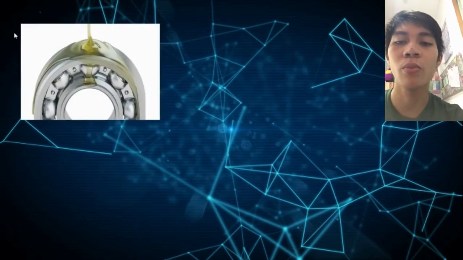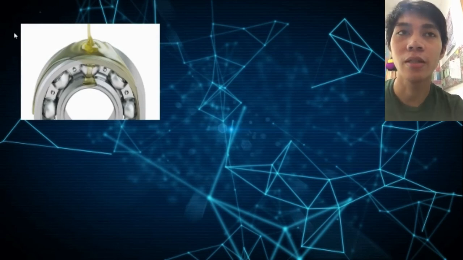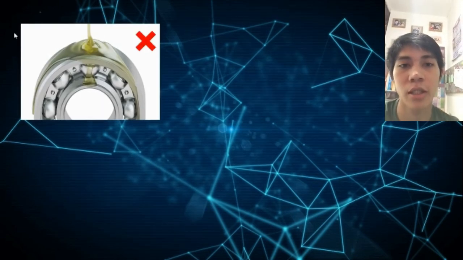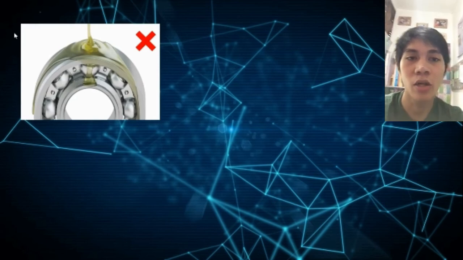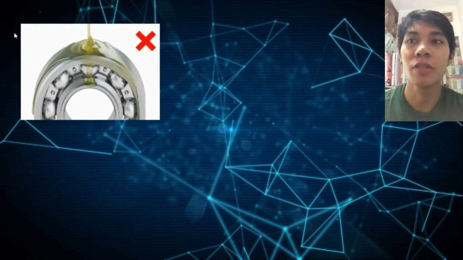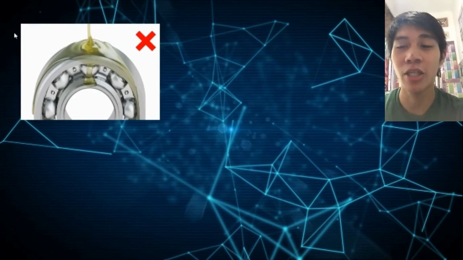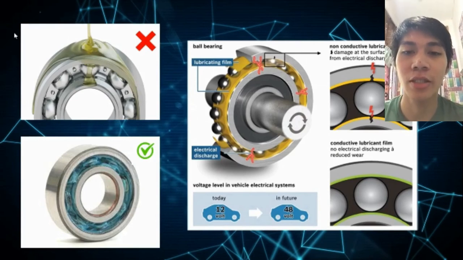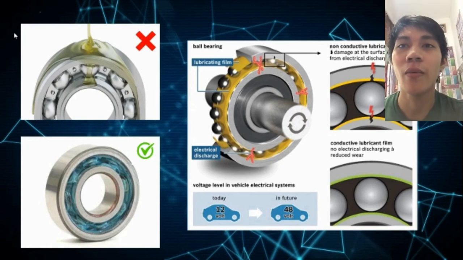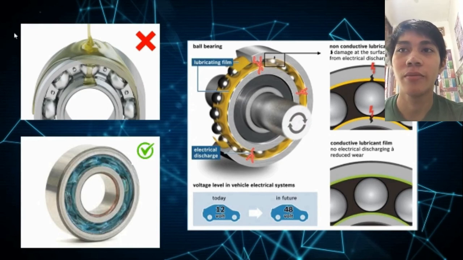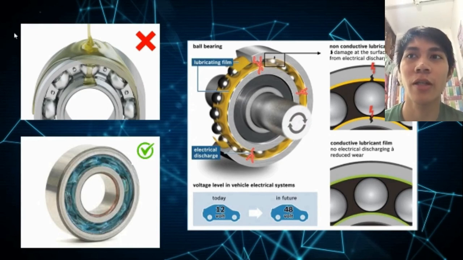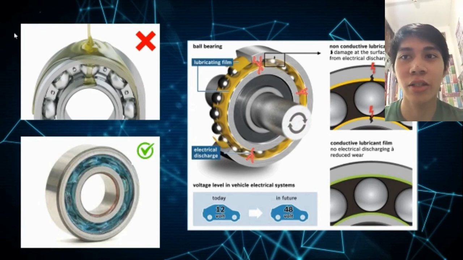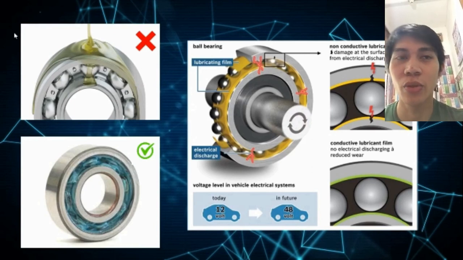So this is how you're going to put the grease on the bearings. This is not the proper way to put the grease, because we need to avoid damage to the surfaces resulting from electrical discharging. So the proper way to put this grease is on the side of the bearing, as you can see in the picture. With that, we can protect the bearing from surface damage resulting from electrical discharging, with reduced wear.